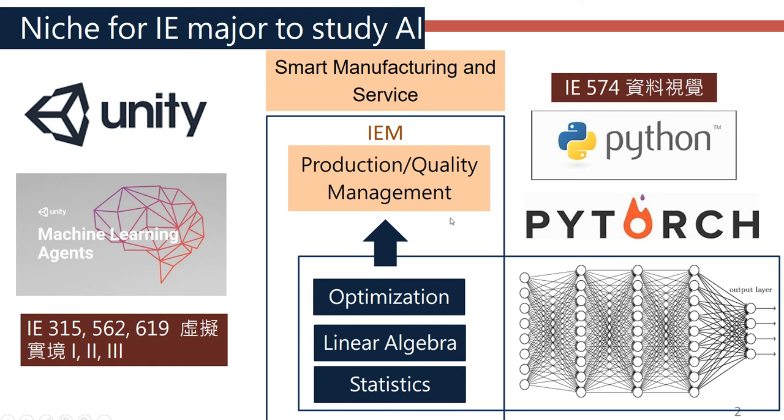And another extra benefit of our lab is that we have been using Python and Unity for a long time. Python is the language for building deep neural networks, and Unity is the tool for reinforcement learning. So our lab, compared to other IE majors, finds it easier to enter deep learning and reinforcement learning.